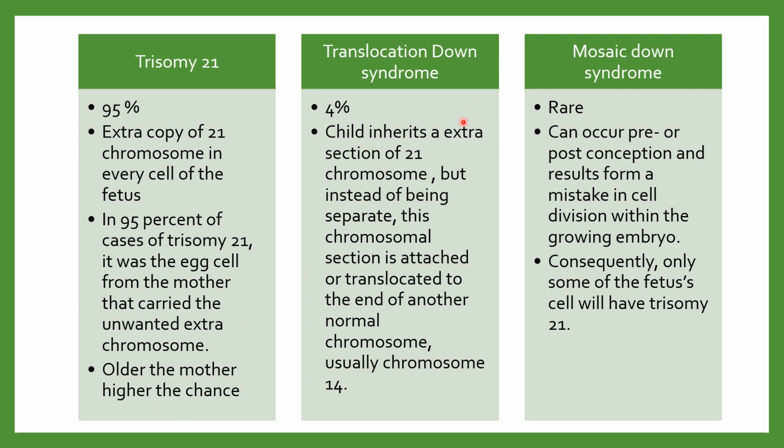Translocation Down syndrome is about 4%. The child inherits an extra section of chromosome 21, but instead of being separate, this chromosome section is attached, or translocated, to the end of another normal chromosome, usually chromosome number 14. Mosaic Down syndrome is very rare, can occur pre or post conception, and results from a mistake in cell division within the growing embryo. Consequently, only some of the fetus's cells will have trisomy 21.